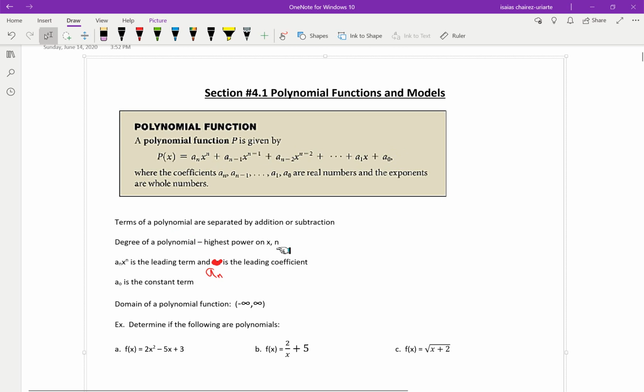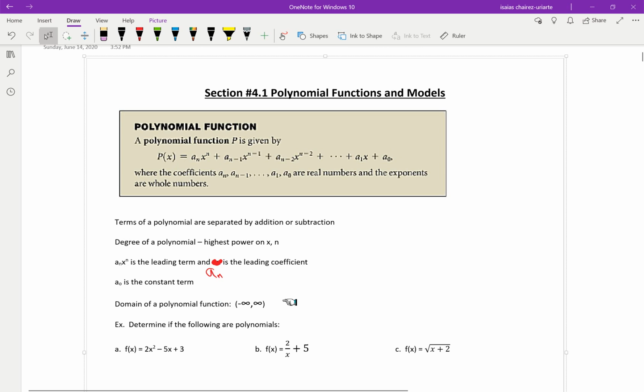The degree of the polynomial. The degree of the polynomial is the highest exponent of n. And if your polynomial is not arranged in descending order, then it might be a good idea for you to write it in descending order for the purposes of identifying the degree and also maybe for factoring purposes. So a sub n x to the n, that's called the leading term. The leading term tells us a lot of information about the graph of the polynomial. We'll see that in a second. The a sub n, so this real number a sub n, is called the leading coefficient. And a sub 0 is the constant term or constant coefficient.